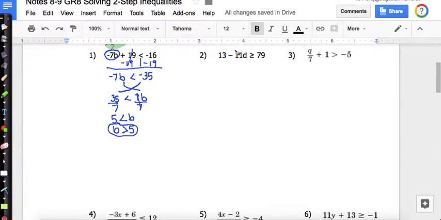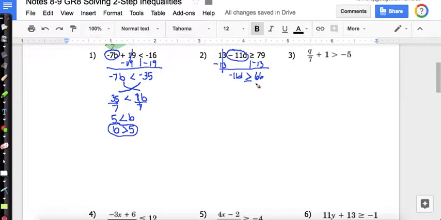Okay, let's move on to number 2. Circle the variable and draw your t. We want to cancel out 13 by subtracting 13. The 13s cancel. Now remember there's a minus sign, so negative 11d is greater than or equal to 79 minus 13, which is 66.